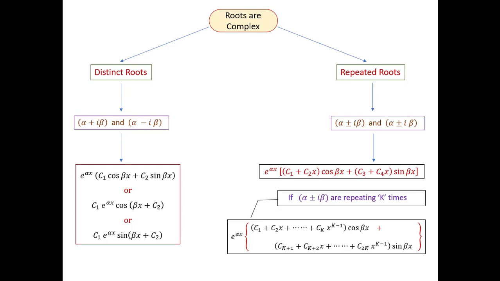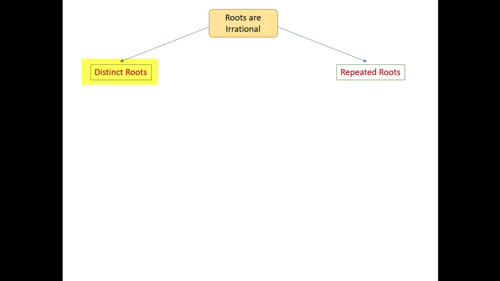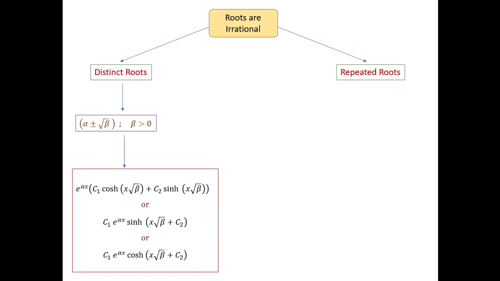Now we will discuss the second case, where roots of auxiliary equation are irrational, that is, when auxiliary equation involves surds. Now there are two possible conditions. First, when roots are distinct, and second, when we have repeated roots. First we will discuss when we have irrational distinct roots. Let two roots of auxiliary equation be alpha plus minus root beta, where beta is greater than 0. Then the corresponding portion of complementary function will be written in any one of the following three forms.